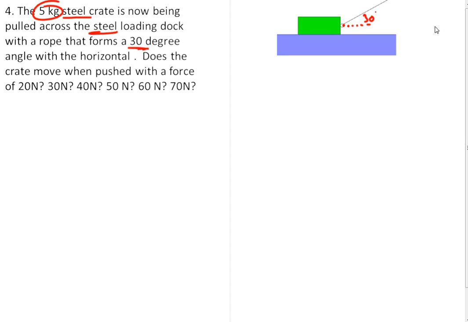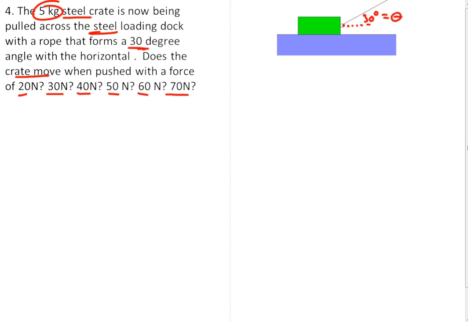So in this case we have a 5 kilogram steel crate, and it's being pulled across a steel loading dock with a rope that forms a 30-degree angle with the horizontal. Does the crate move when pulled with a force of 20 newtons, 30 newtons, 40 newtons, 50, 60, and 70? So fundamentally the question is, are we going to be able to overcome the static friction force?